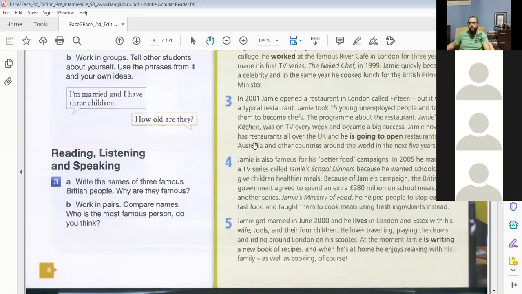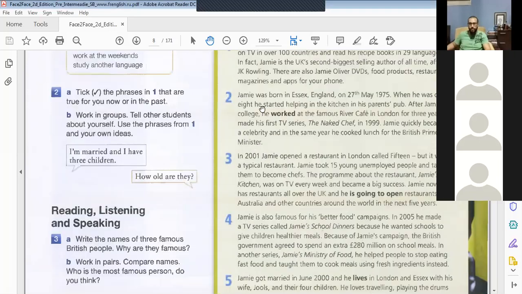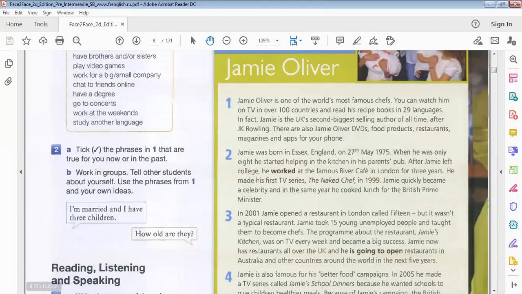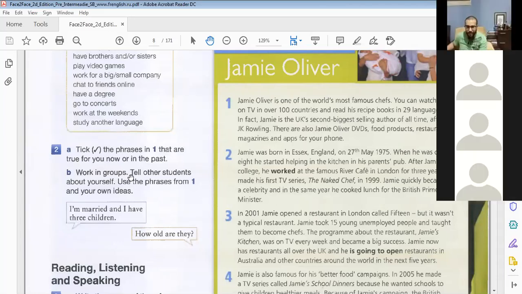Okay, so which part of Jamie's profile do you think is the most surprising or something you didn't know about Jamie? What do you think? Something surprising about Jamie?